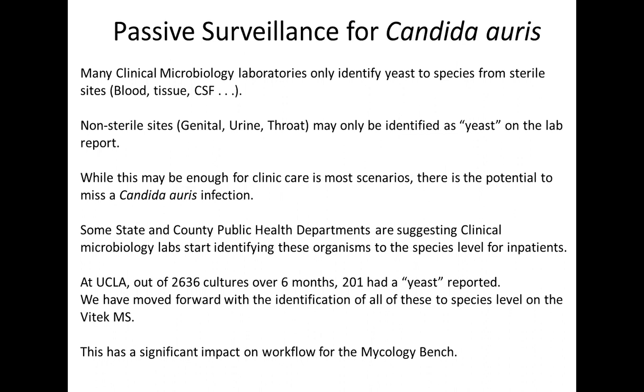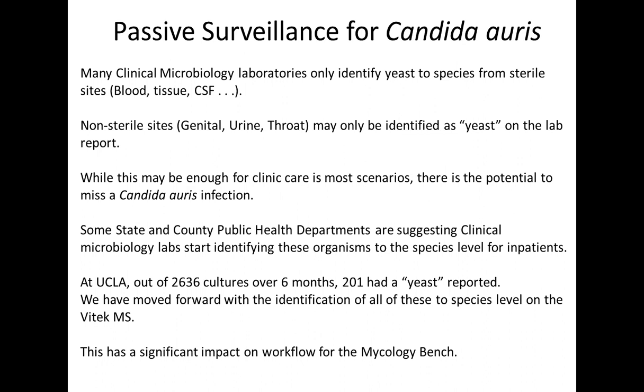Another thing a laboratory can do is called passive surveillance. This is the idea of how do we, for any yeast within the clinical microbiology laboratory, try to identify Candida auris. So I would say many or most clinical microbiology laboratories only identify yeast to species from sterile sites: blood, tissue, CSF. But in non-sterile sites, genital, urine, throat, they're usually only identified as yeast on the lab report, and this is enough to help with clinical treatment. The challenge here is that this allows for a potential missing of a Candida auris infection. And so state and county public health laboratories are suggesting that clinical microbiology laboratories start attempting to identify these organisms to the species level, especially for inpatients.